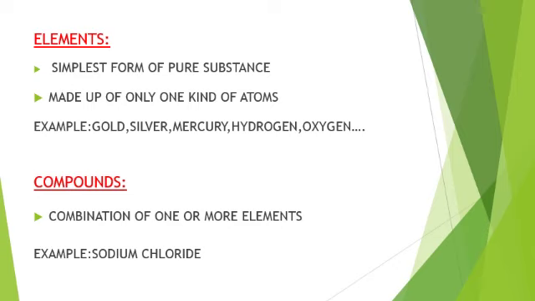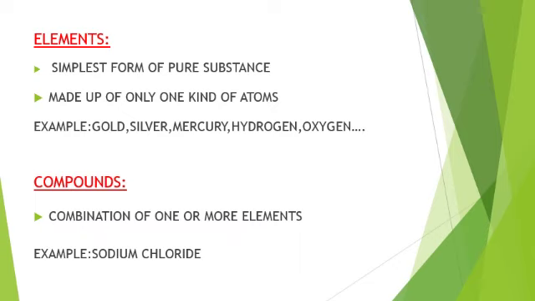Today let's move on to elements. An element is the simplest form of pure substance and is made up of only one kind of atoms. It cannot be chemically changed or decomposed into simpler substances by normal chemical means. For example, gold, silver, mercury, hydrogen, and oxygen are elements.